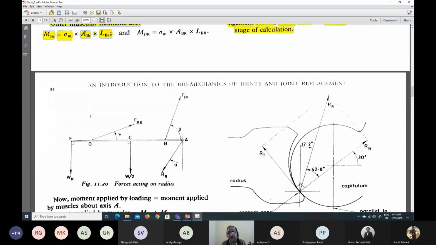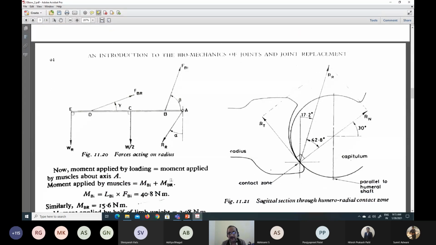So if I look into the left-hand side, the free body diagram, as you can see, forces acting on the radius. You have the biceps, you have the brachioradialis. This is the external load that I'm carrying. We don't know what is the exact amount or what is the exact percentage of the total load. We only assume that half of the limb weight is being carried by the bone radius. And of course, there would be a joint reaction force inclined at an angle alpha.